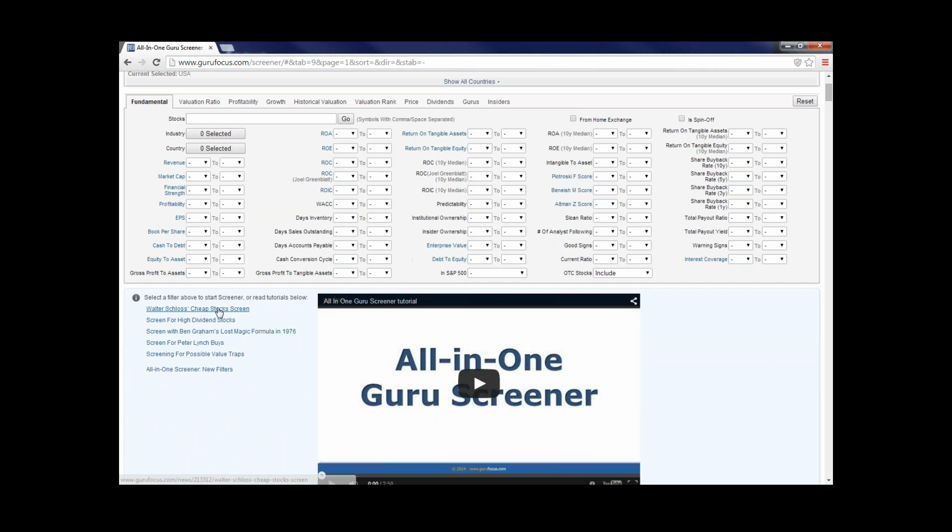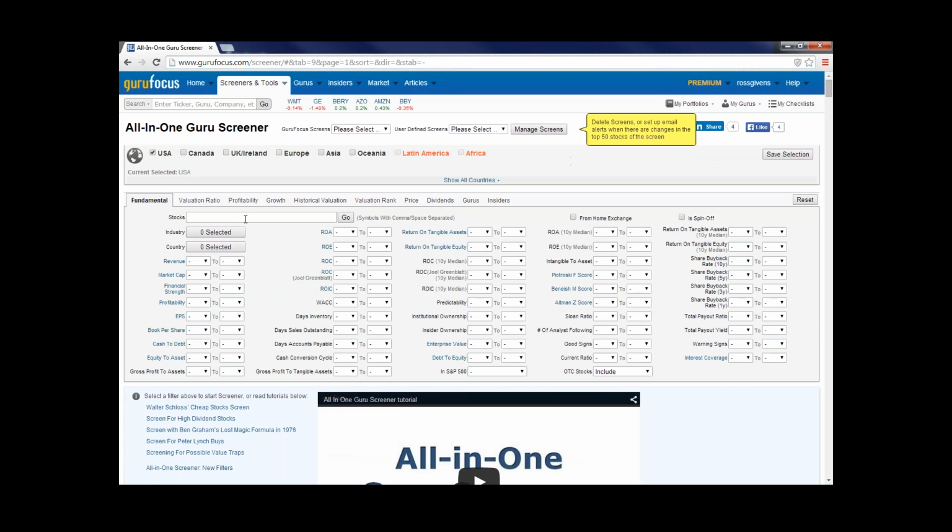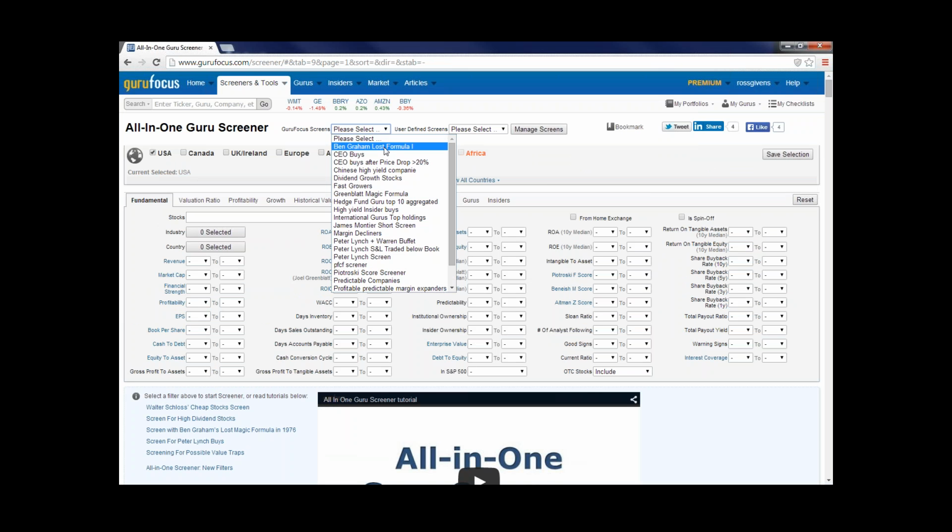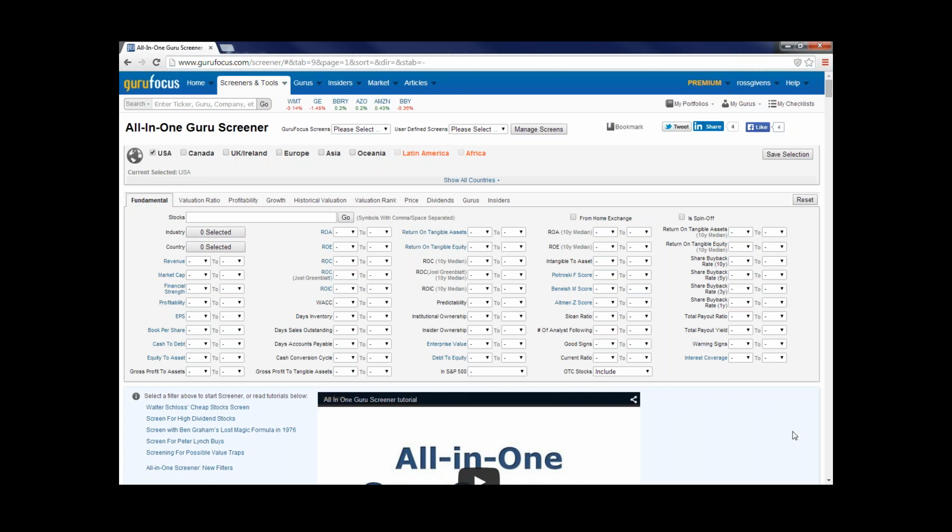And there are a couple of predetermined, pre-filled screens here. There's the Ben Graham formula, the Joel Greenblatt's magic formula, the top 10 stocks bought by hedge funds, the Peter Lynch screen. So these are some really tried and tested screeners that will allow you to find a set of stocks and begin digging into them.